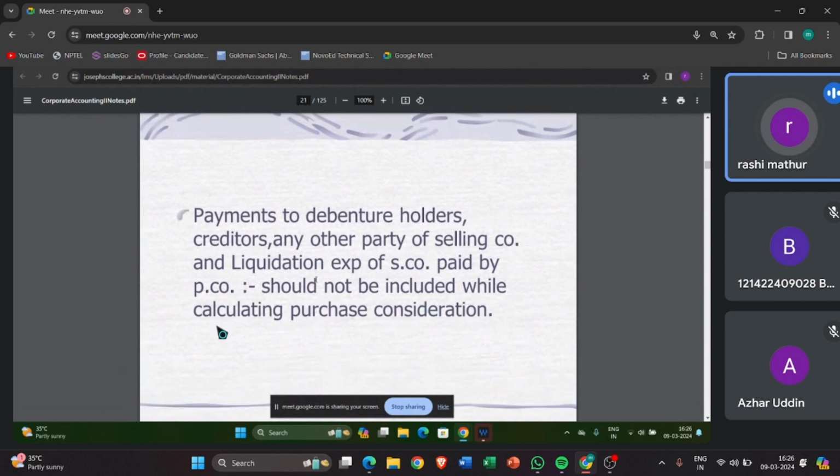One thing we have to remember is that any payments which I am making to debenture holders or to liabilities will not come as purchase consideration. He will purposefully give you that debenture holders were paid off so much in cash. No, they are not shareholders. What is purchase consideration? Amount paid to the shareholders. So amount paid to debenture holders? No, we will not take it in purchase consideration. You will write a journal entry separately, but not in purchase consideration.